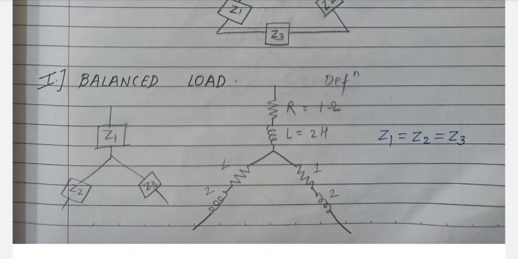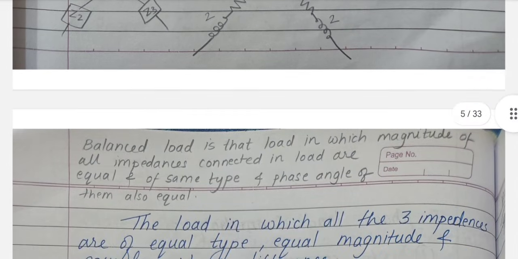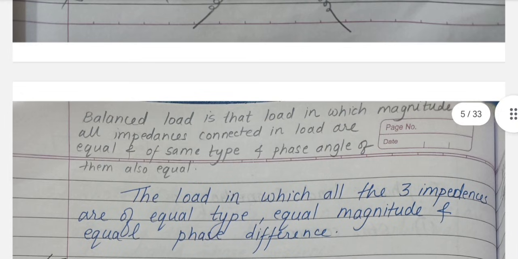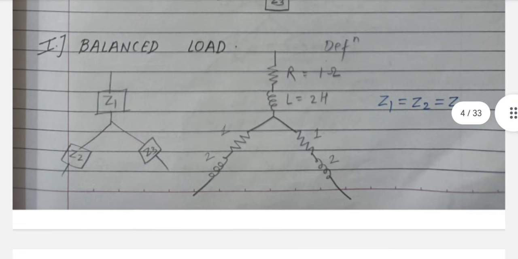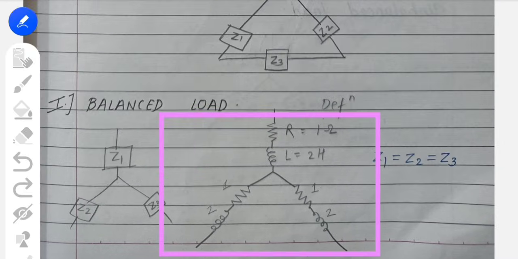Here we have balanced load. So what can you say about the balanced load? See, the definition I have written over here. Again I would say that this is the important one. First we will see the definition which you can understand in simple language: the load in which all the three impedances are of equal type, equal magnitude and equal phase difference. That means in this diagram, L, that is inductance, and resistance, both are the same in all the three phases. So this is equal. What does this indicate? It indicates that it is a balanced load.